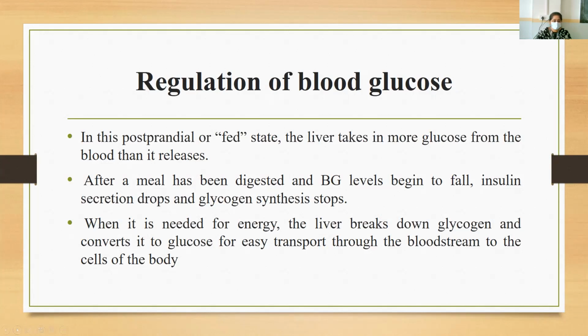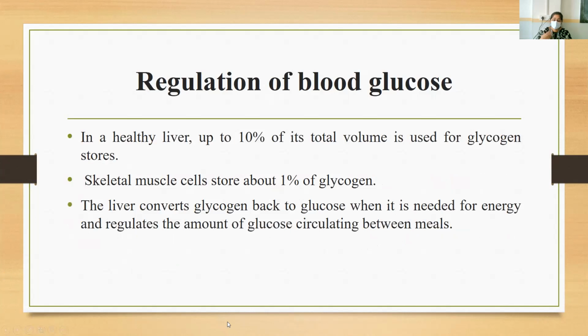So depending upon what your cell requires, the body itself understands it, and the different hormones, insulin and glucagon, identify the situation inside your body, inside the blood, what is the level of the glucose, and accordingly it acts. So in a healthy liver, up to 10% of the total volume is used for glycogen stores. If you take the liver, 10% of your liver is just devoted to storing glycogen.